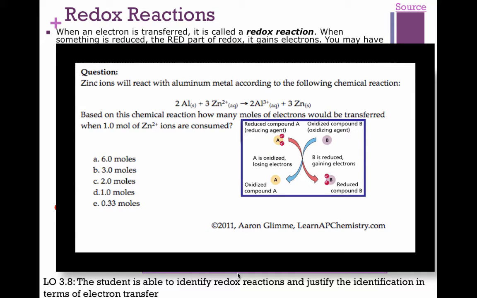Okay, so a question like this. Zinc ions will react with aluminum metal according to this chemical equation. Based on this chemical reaction, how many moles of electrons would be transferred when 1 mole of Zn2+ ions are consumed?